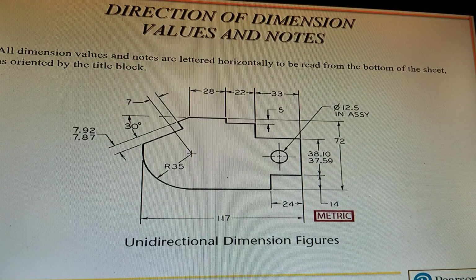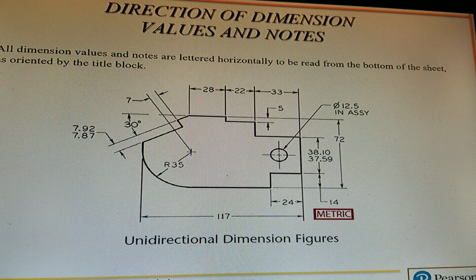Direction of dimension values and notes. All dimension values and notes are lettered horizontally to read from the bottom of the sheet as oriented by the title block. This is called unidirectional dimension figures. So everything's horizontal. All your text is horizontal.